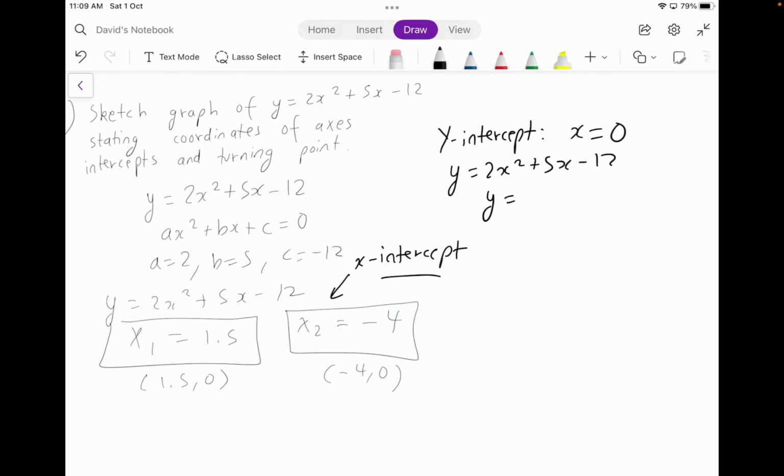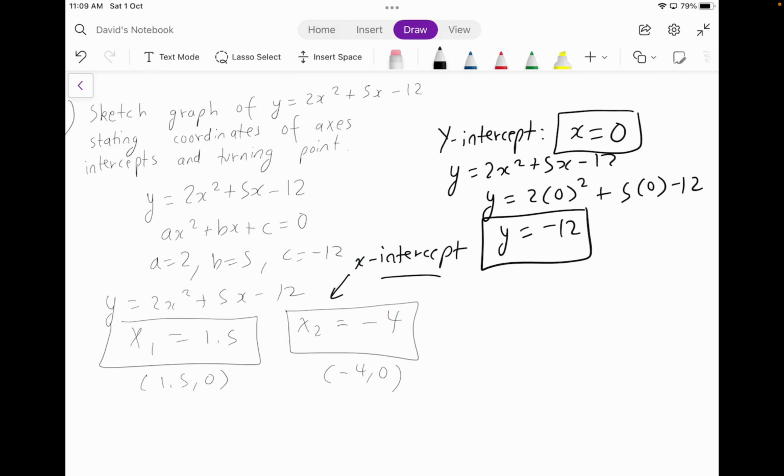So you're going to have y equals 2(0)² + 5(0) − 12. You're going to just substitute the x value of 0 into this equation of y. So you're going to get a value of about −12. So your y-intercept, for when x is equivalent to 0, is going to be (0, −12). This is going to be your y-intercept for this kind of graph.